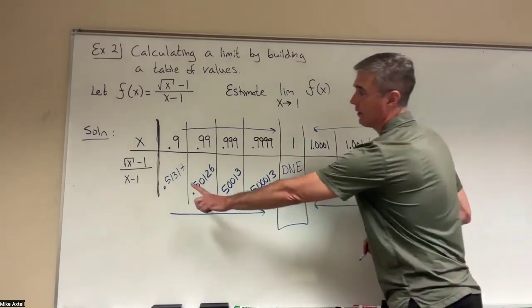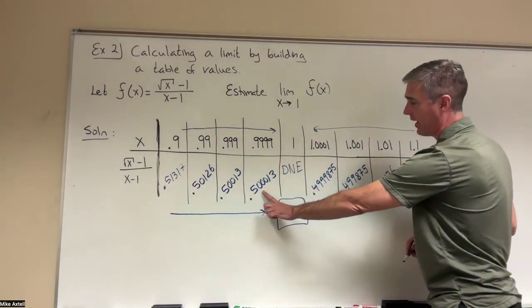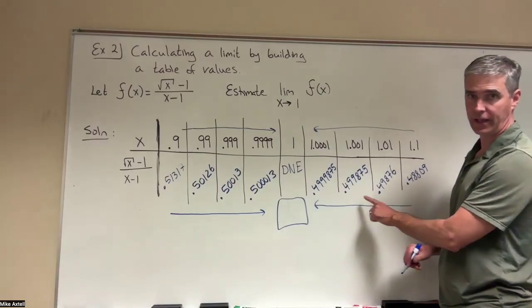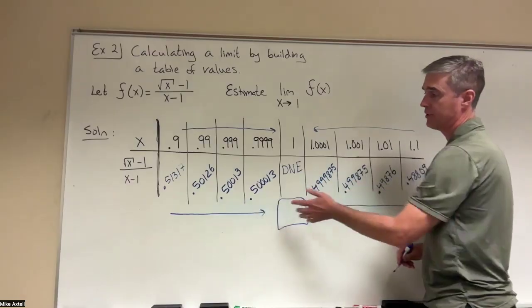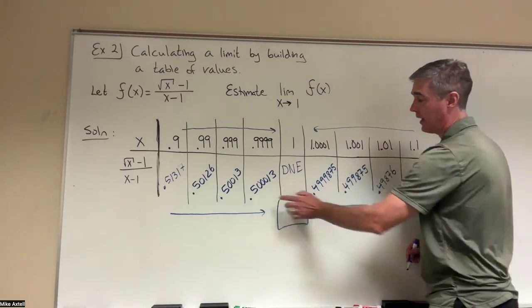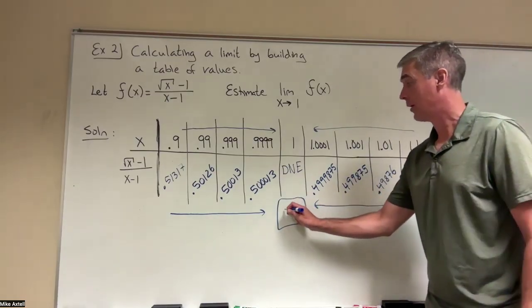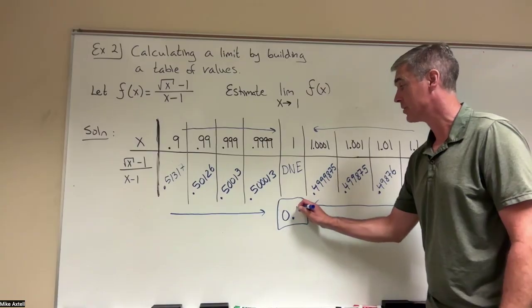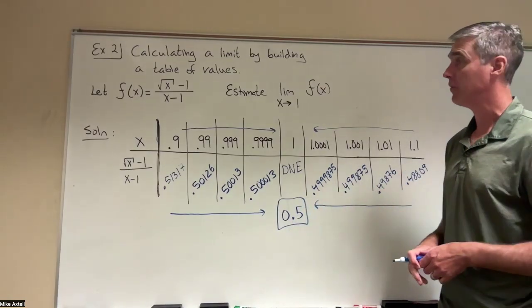Well, it looks like they're getting really, really close to 0.5 from either side, right? These outputs are getting closer and closer to 0.5. Here they're getting closer from above 0.5, and here they're just underneath 0.5, but getting closer and closer to it. So I would guess these y values are starting to collapse on the number 0.5.